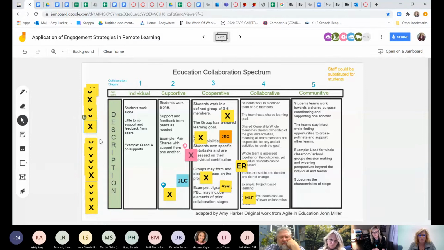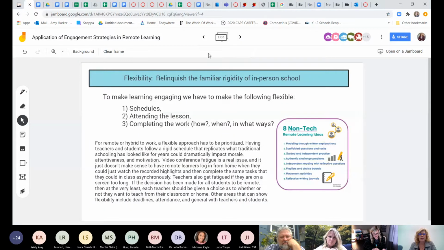Okay, well, thank you for this feedback. So now I'm seeing where you all are working at this point in time. If I were working specifically on collaboration, I would design something to help increase and to get more work up in the collaborative and the communicative areas. So thank you for doing that with me. We're going to go ahead and move forward into flexibility.